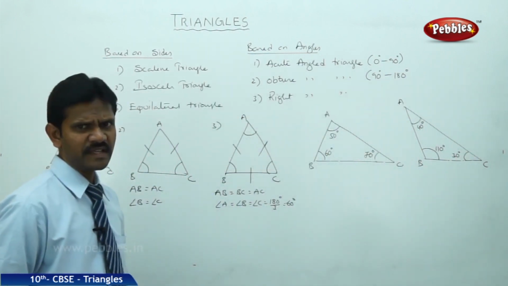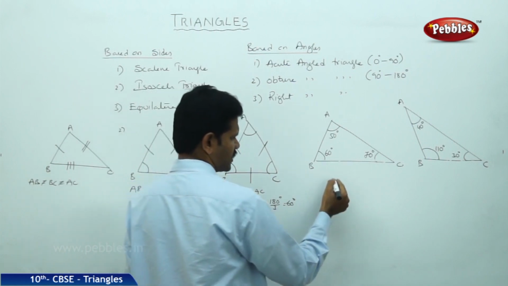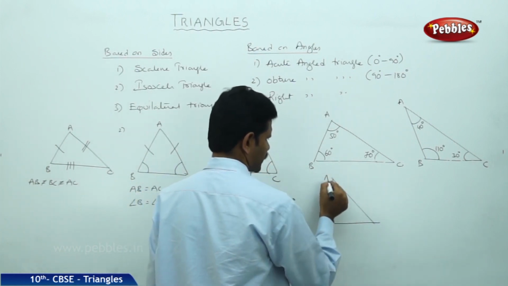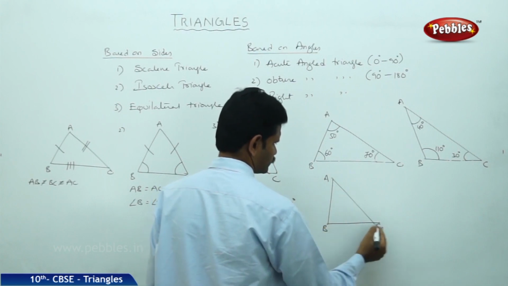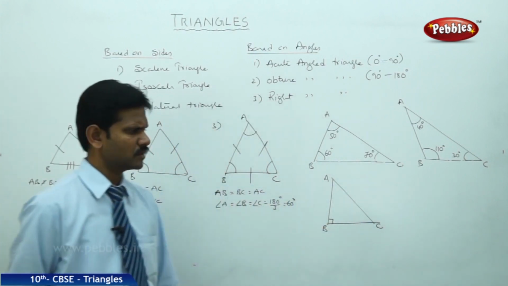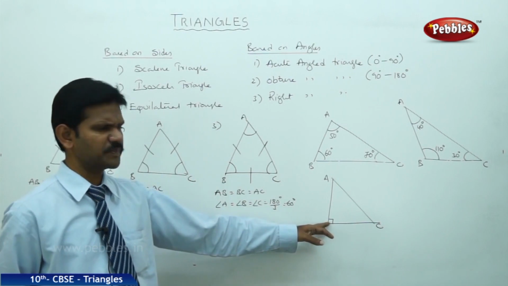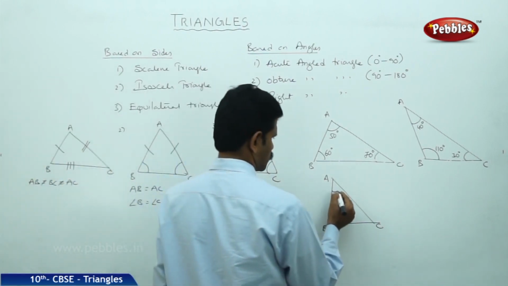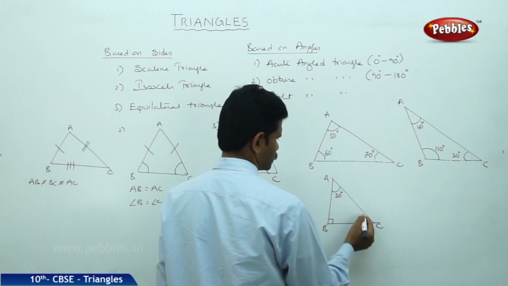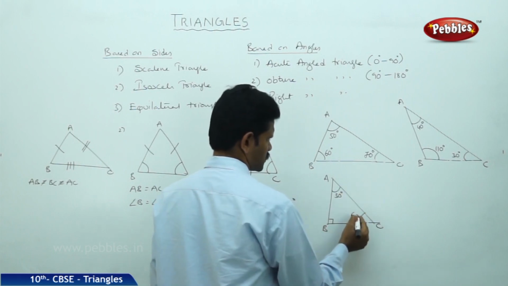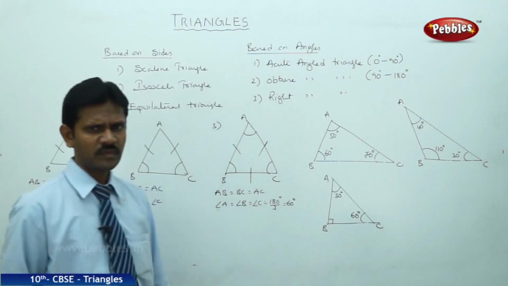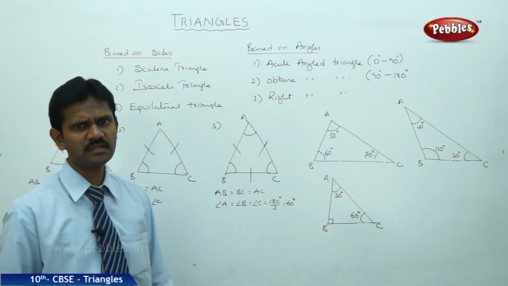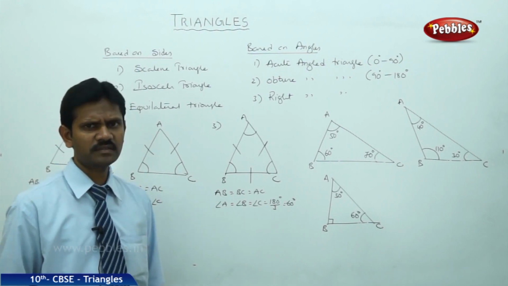Now right angle triangle. A right angle triangle is a triangle in which one of the angles is a right angle. That means in a right angle triangle, except the right angle, the other two angles are acute. Suppose this is 30 degrees. Now this is 60 degrees. That is, in a right angle triangle, except the right angle, the other two angles are acute angles.